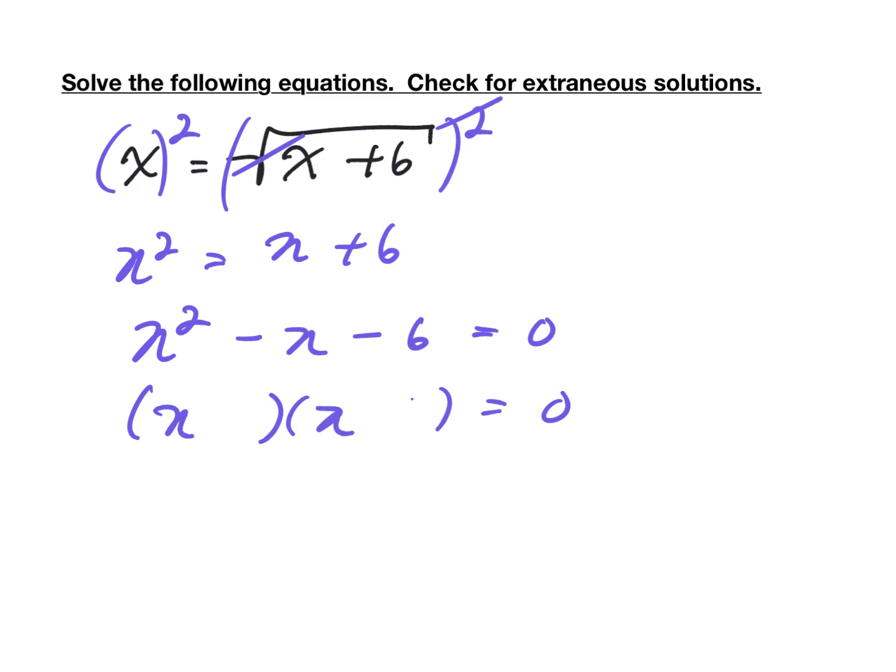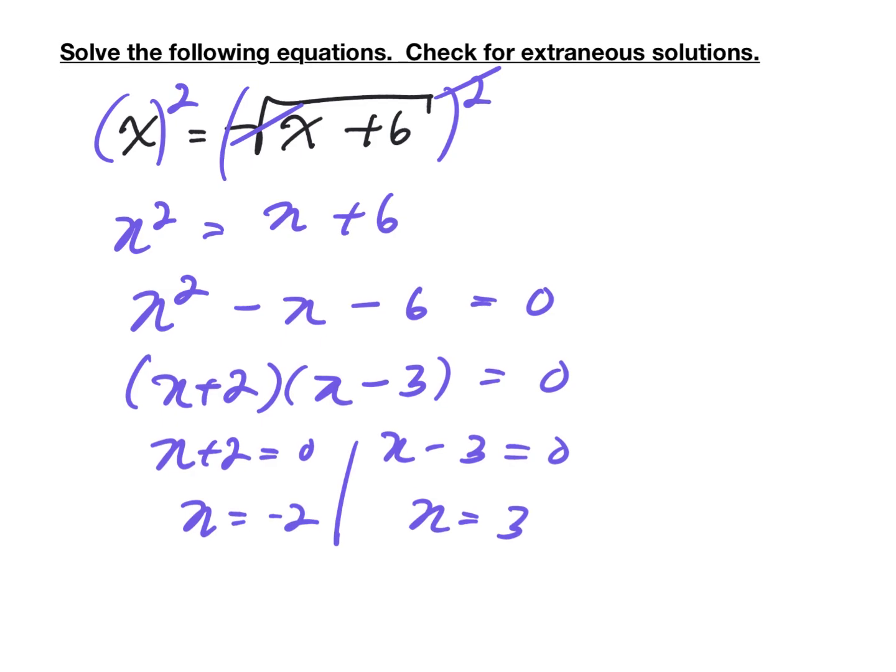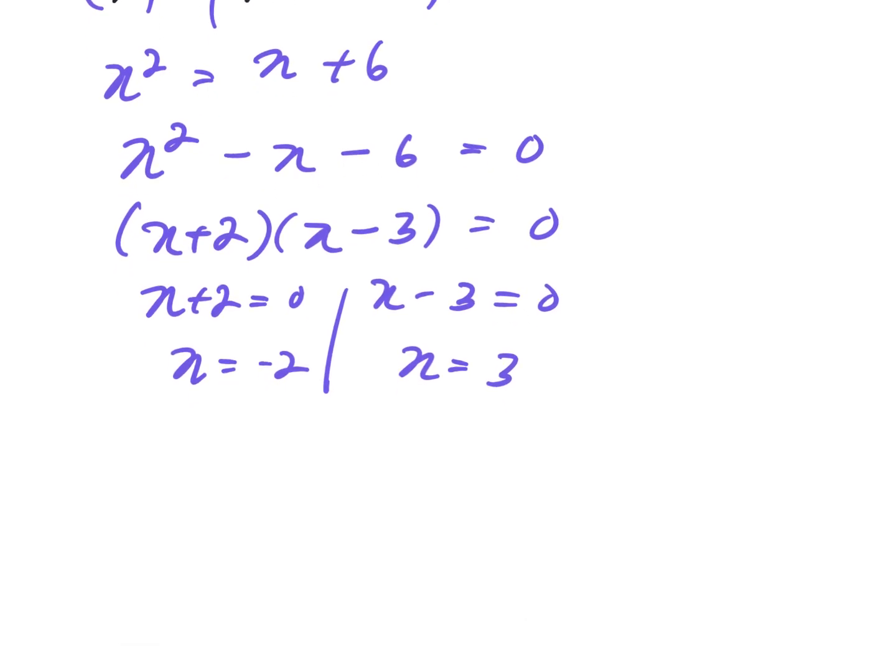x and x, 3 and 2. I need negative x, so I'll put negative on the bigger sign and positive on the smaller sign. So this is going to give you x plus 2 is equal to 0, and the other one is x minus 3 is equal to 0. Therefore, my x is negative 2 here, and my x is 3 here. Now, let's test which one is the extraneous and which one is the real root.